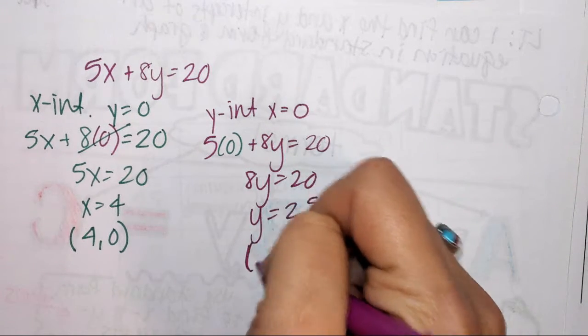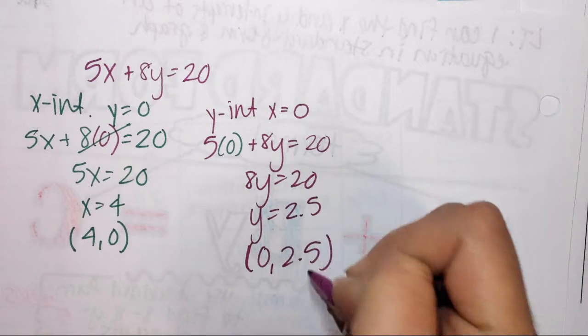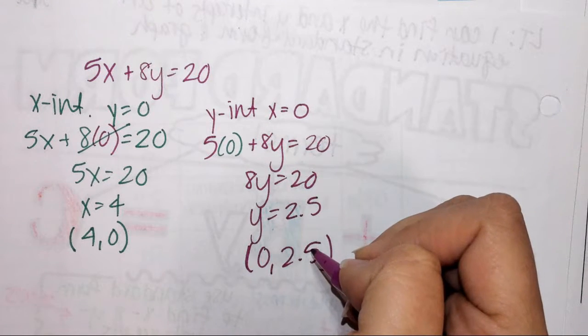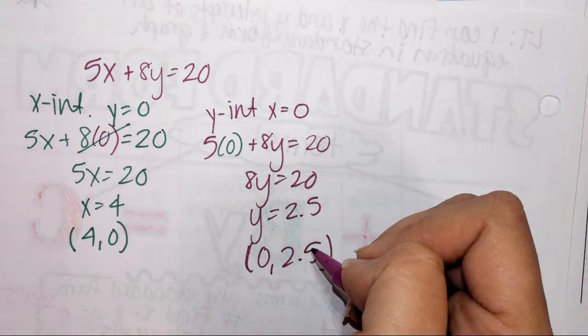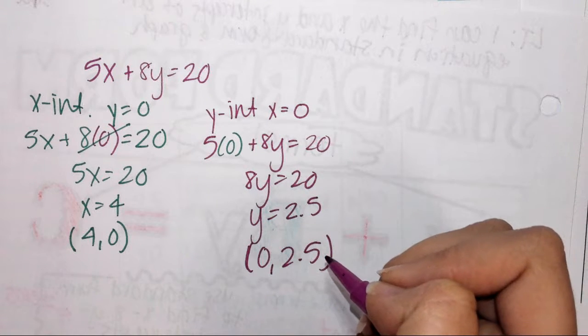2.5. No, I understood what you meant by 2.5. I just was dividing weird in my head, and that's not what I was getting. It was me. Does anybody have any questions?